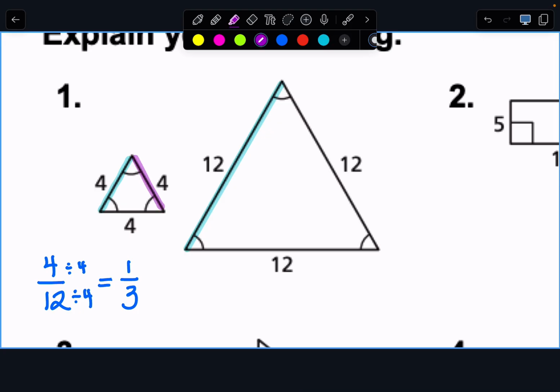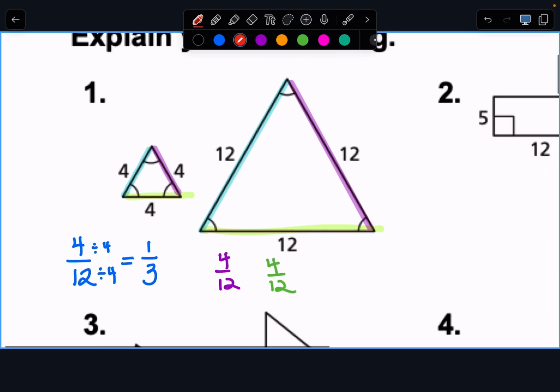What's going to be true about these two sides if I make them a fraction? Oh my goodness, they're going to be the same thing, right? 4/12. Do you agree that these two sides would also give us 4/12? I agree. Okay, so are these two figures similar? Yes. Our answer is yes.